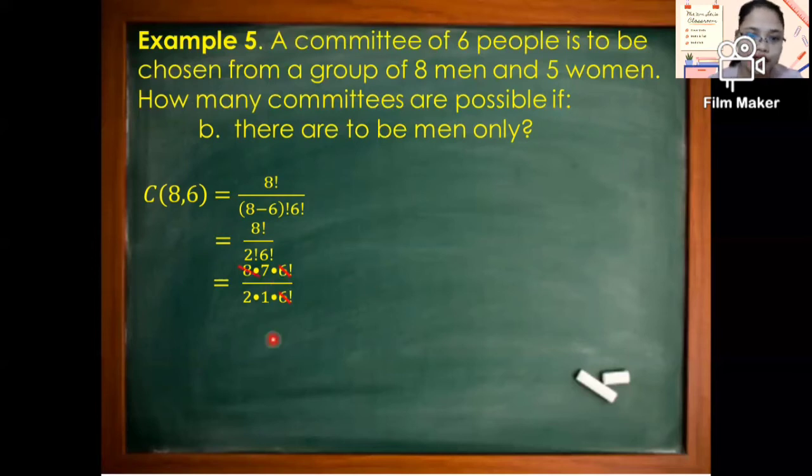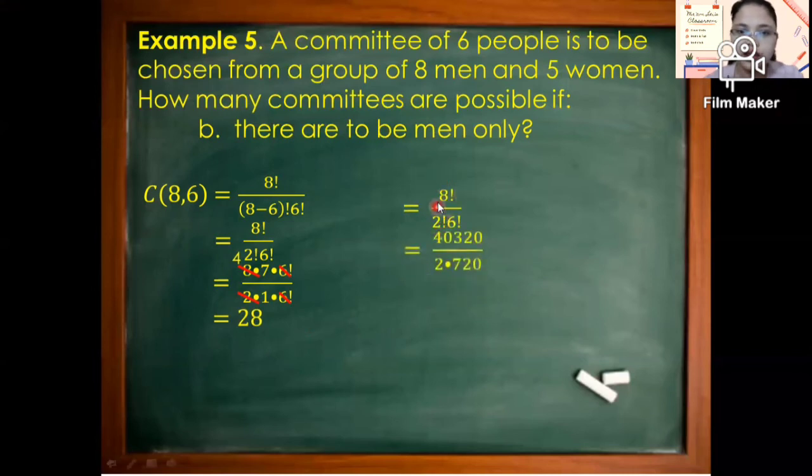Pwede rin natin i-cancel ang 8 and 2. 8 divide 2 is 4. Then, multiply the remaining numbers to the numerator. Since 1 na lang to, just disregard 1. 4 times 7 is 28. So, the answer for this one is 28.